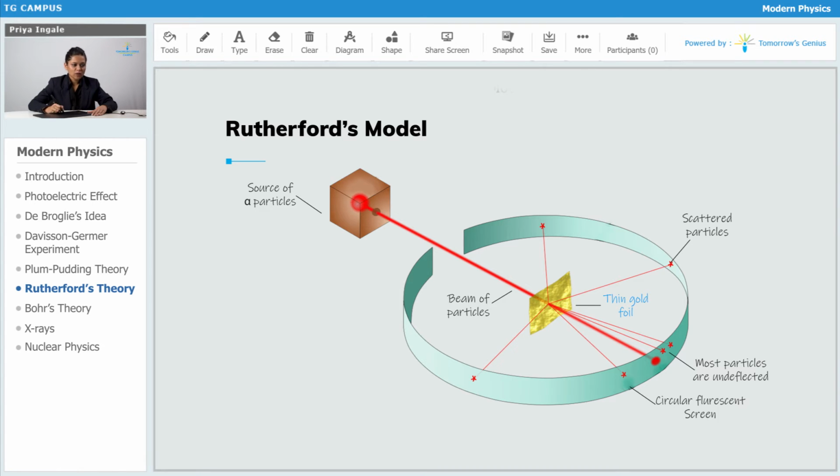So when the alpha particles strike this thin gold foil, he observed various things. Some of the alpha particles go undeflected, as you can see they pass through the gold foil. Some of the alpha particles got deflected, like you can see some of them get deflected by 180 degrees, like this. So these were the observations of this experiment, and on the basis of those observations a model was discovered.